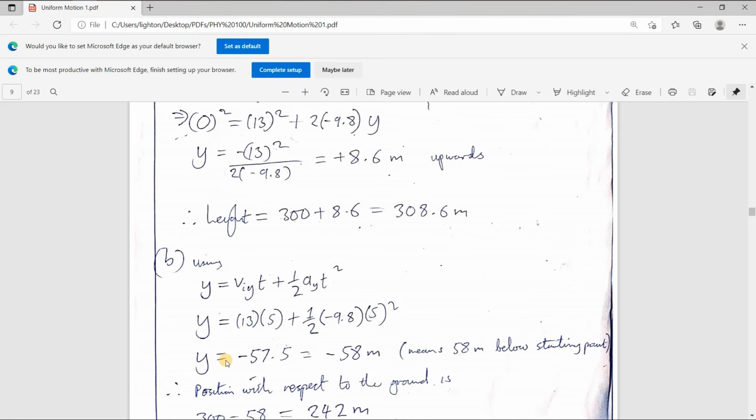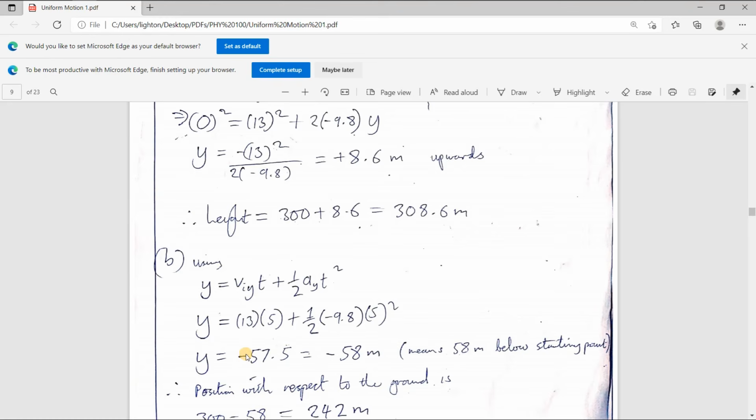Okay, y is equal to minus 57.5. So now this is our displacement here, minus 57.5. Now we have a negative value for displacement here. This simply means that it is below the origin.